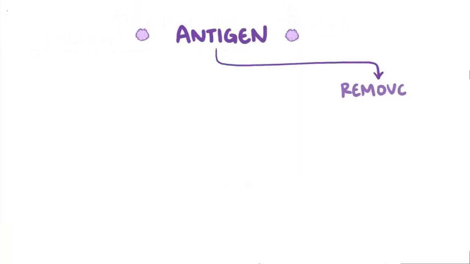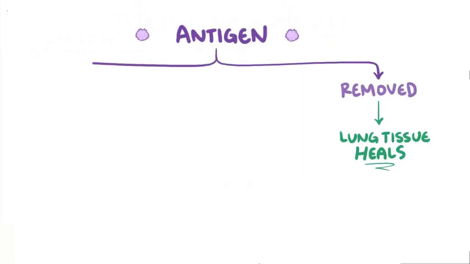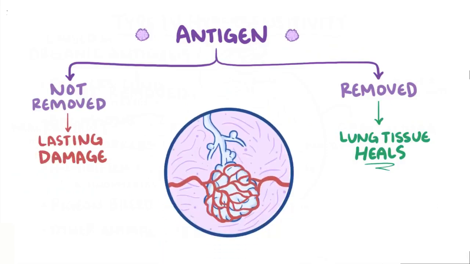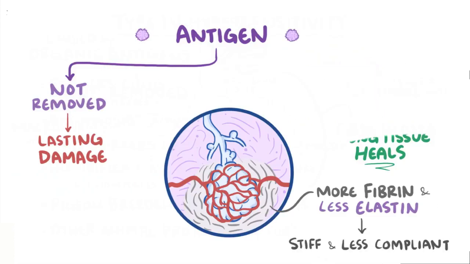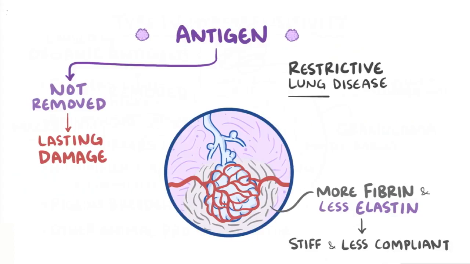If the antigen is removed, then the lung tissue heals right up. But if the antigen isn't removed and the exposure persists, then the immune reactions can cause lasting damage to the alveoli. Specifically, chronic inflammation causes damage to elastin fibers and results in fibroblasts entering the tissue to deposit fibrin. More fibrin and less elastin results in lungs that are more stiff and less compliant. And functionally, this results in restrictive lung disease.